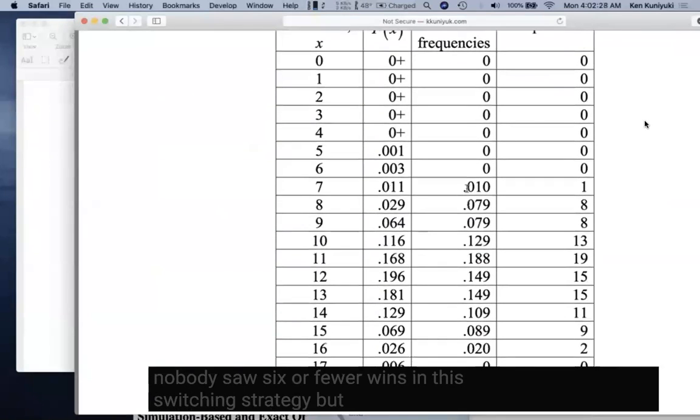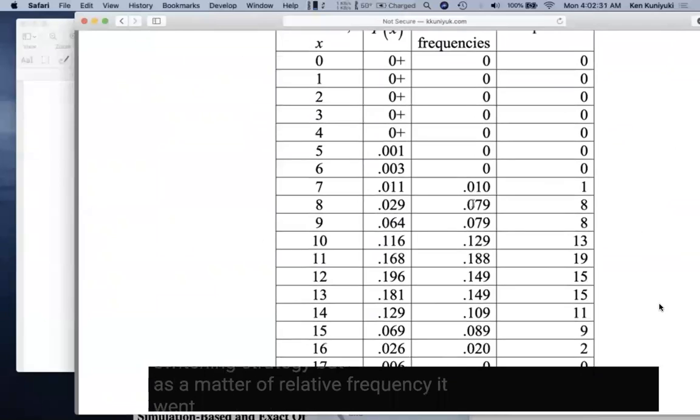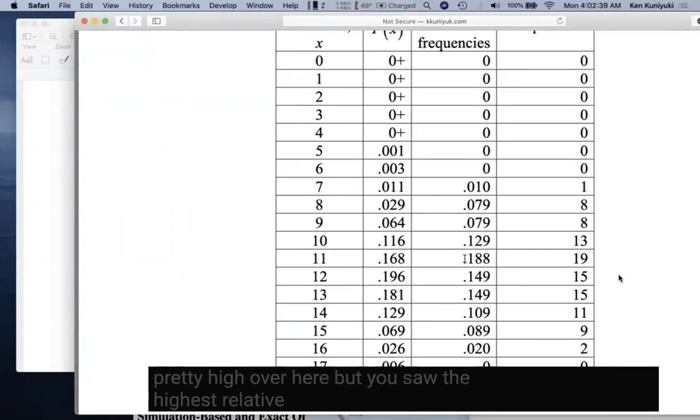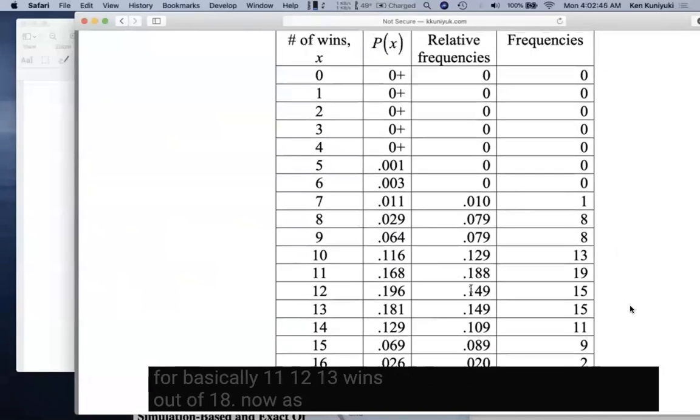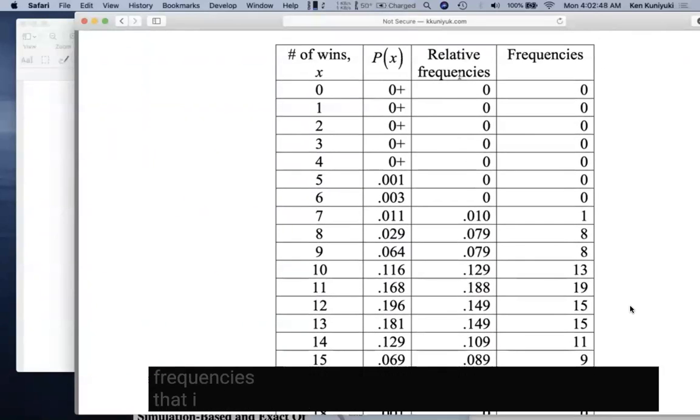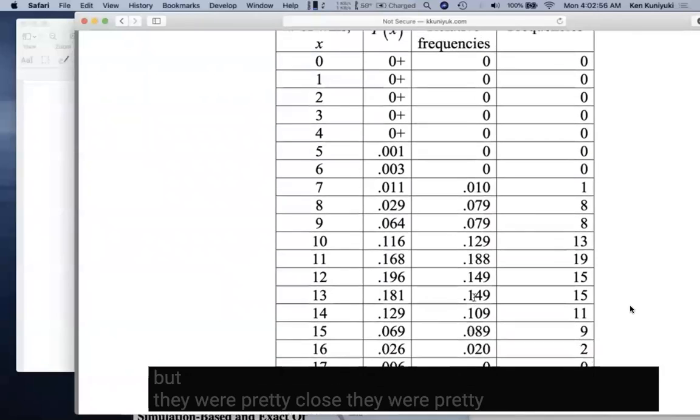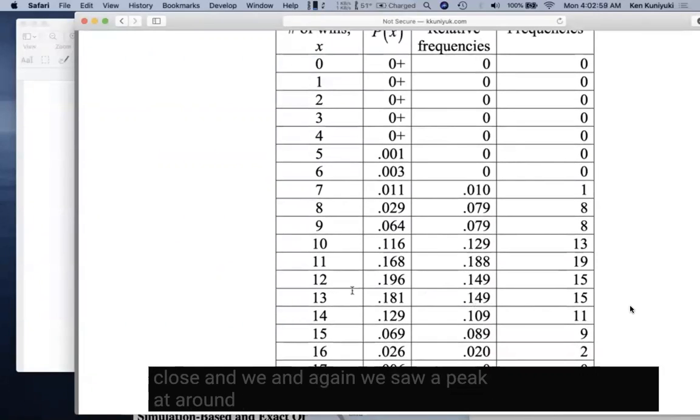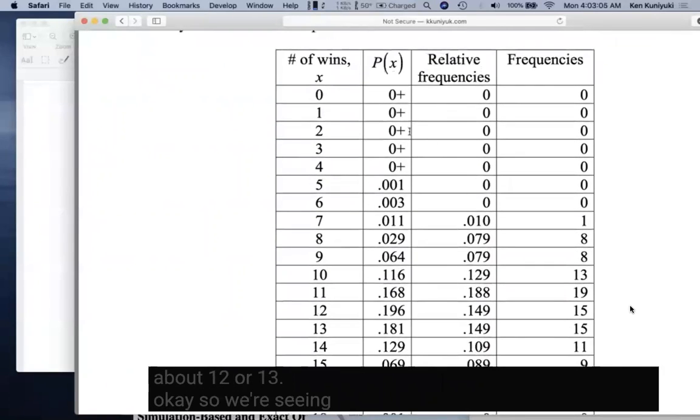But as a matter of relative frequency, it went up, up, up, up, up. This time it peaked at 11, but 12 was also pretty high over here. But you saw the highest relative frequencies for basically 11, 12, 13 wins out of 18. Now, as you see, the relative frequencies that I actually observed in my 5 classes did not match the theoretical probabilities perfectly, but they were pretty close. And again, we saw a peak at around 2/3 of the 18 rounds, about 12 or 13. Okay, so we're seeing the binomial probabilities playing out in these relative frequencies.